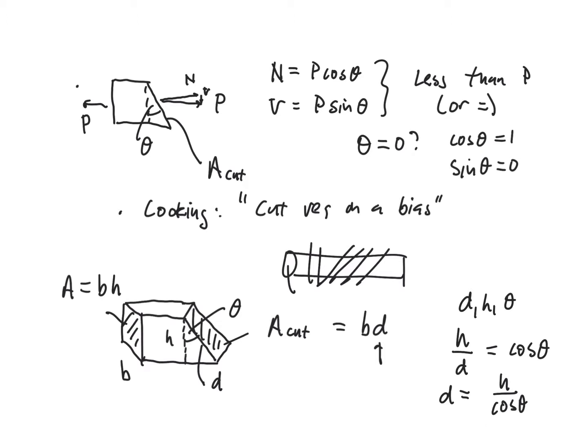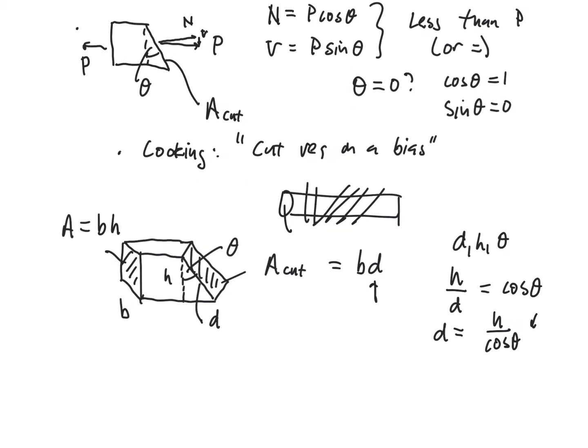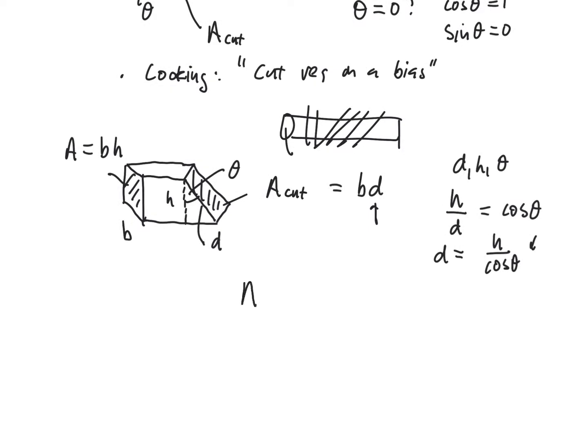And that means that D is growing. Remember, cosine is typically less than or equal to 1, and we're going to increase that area according to D. So I'm going to slide this up now, and let's write the area of the cut. That's B times D, which is B times H divided by the cosine of theta. Well, BH is just the area. So that's going to be equal to A, the cross-sectional area, divided by the cosine of theta.